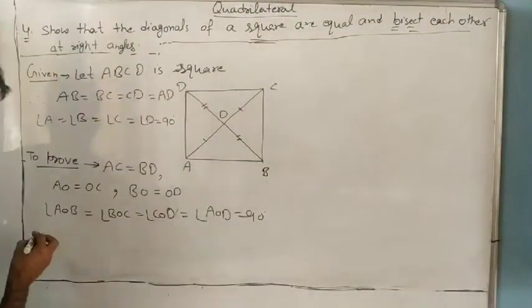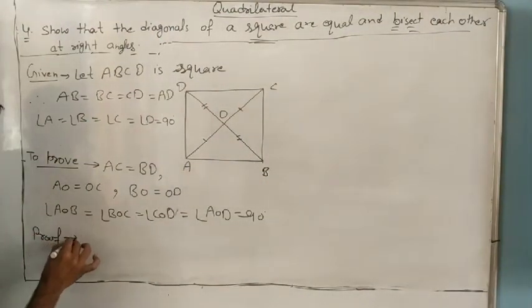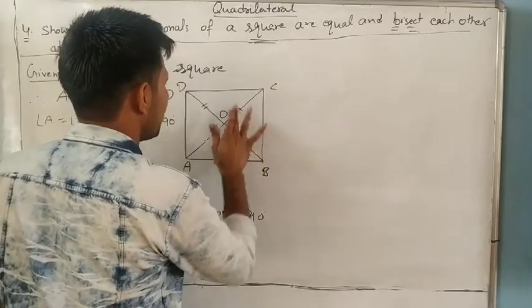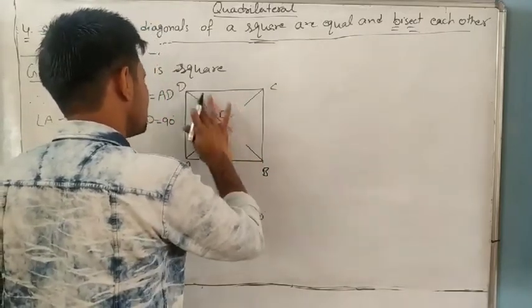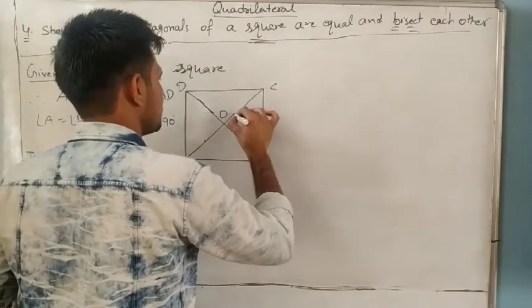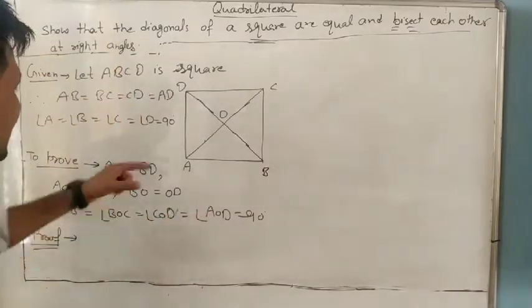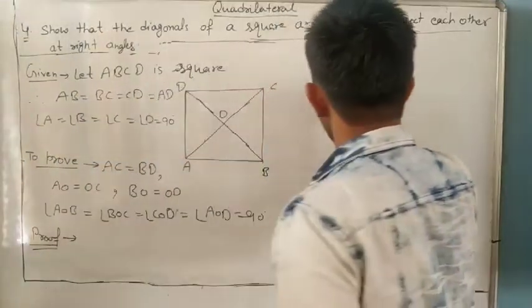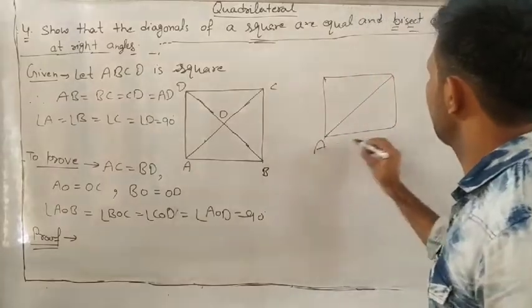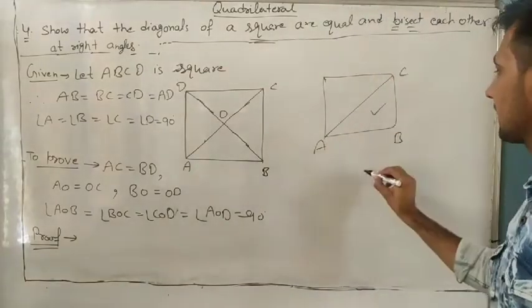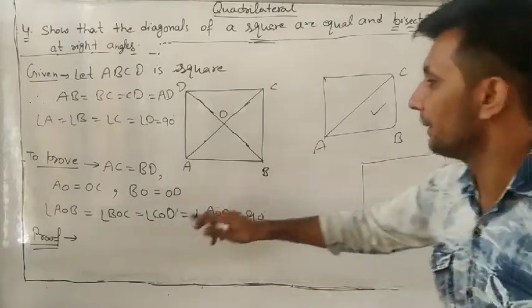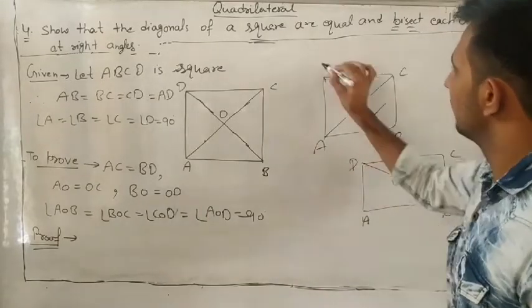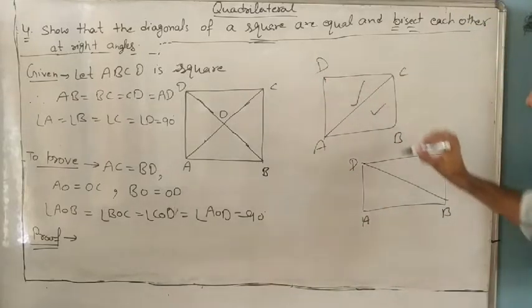AC equals BD. So we will write, proof. We want to prove that AC equals BD. AC is in triangle ABC, and BD is in triangle ABD. So first we want to prove that AC equals BD.